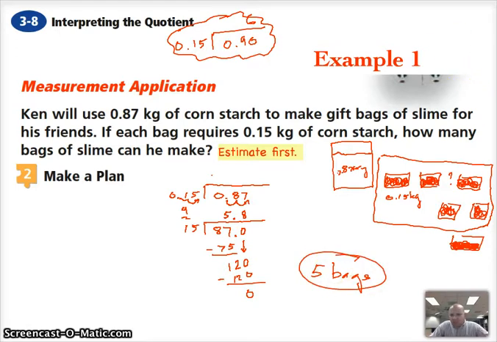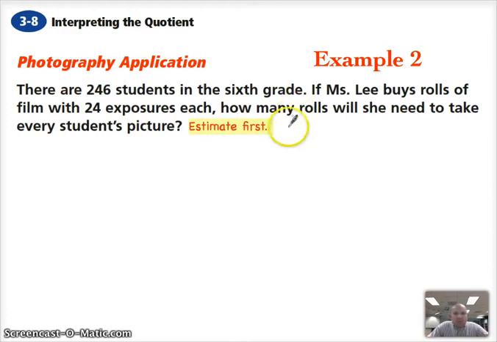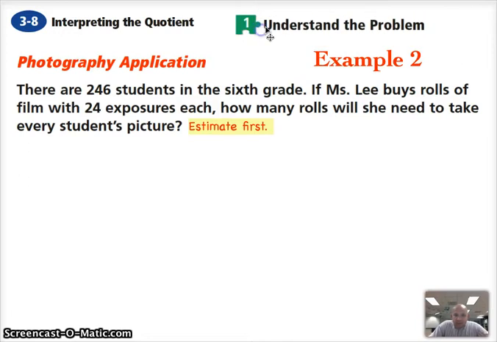Okay. Let's take a look at our next problem. It's a similar example. There are 246 students in the 6th grade. If Miss Lee buys rolls of film with 24 exposures each, how many rolls will she need to take every student's pictures? Well, we need to understand the problem here as well. Trying to figure out how many rolls we need to buy. Rolls of film. Now, each roll has 24 exposures.